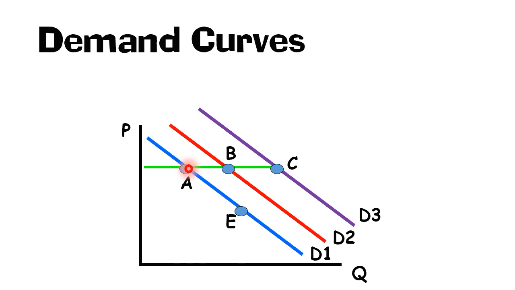Let's look at that price. So look at A. Here's the price. At that price at A, that's our quantity demanded. At B, that's the quantity demanded. And at C, that's the quantity demanded. Because C has the highest quantity demanded, D3 is the highest demand curve. Demand increases as it moves to the right. So as we move to the right, demand is increasing. Okay? And remember, demand means the whole curve is moving.